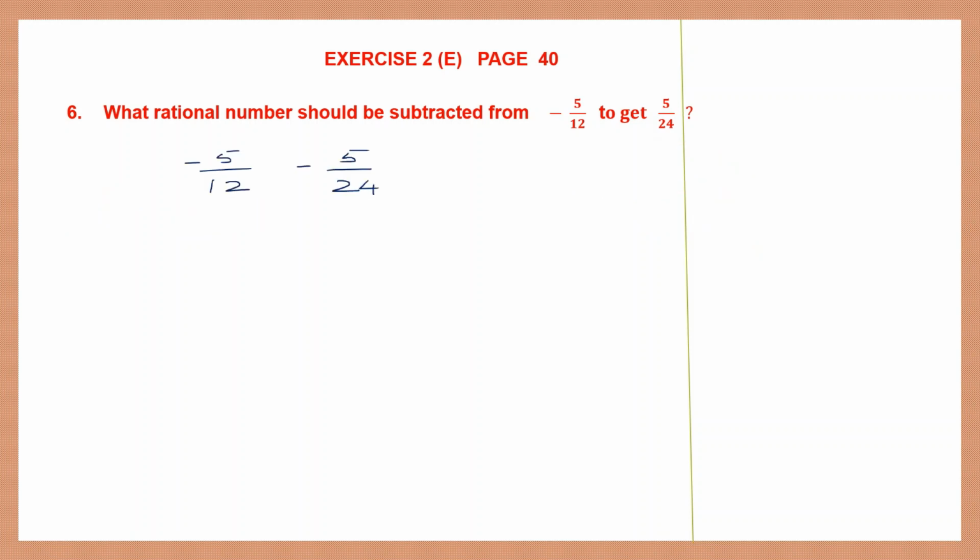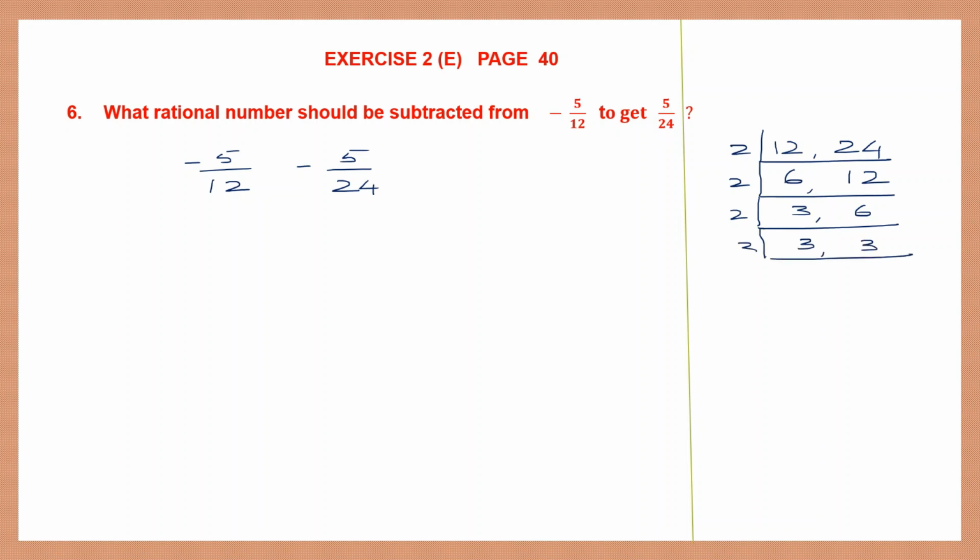So now as you can see, the denominators are different, so we're going to make them equal. For that we should find the LCM of the denominators 12 and 24. So let's use 2. 2 6s are 12, 2 12s are 24. Continue with 2. 2 3s are 6, 2 6s are 12. Again we'll use 2, so I bring down 3 and 2 3s are 6. So now we can use 3. 3 1s are 3, 3 1s are 3.